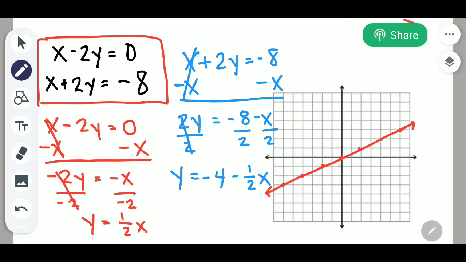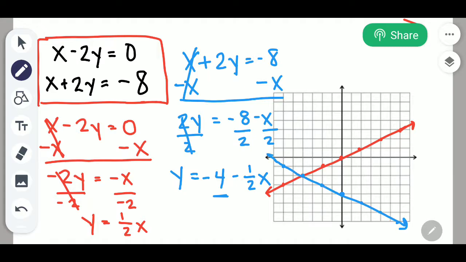Okay? So now let's go ahead and graph this. So we're going to start at negative 4. So that's right here, and put our dot. That's our y-intercept. And then our slope is down 1 over 2. So down 1 over 2. Or we can go up 1 and back 2. Oop, we just found our crossing. So we draw this line.